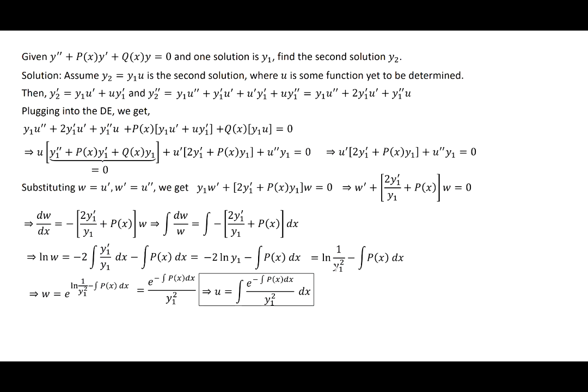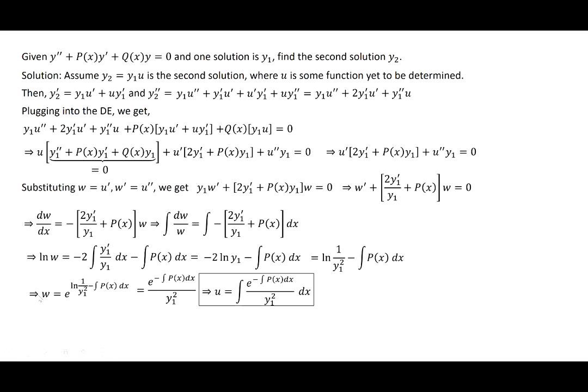What are we trying to do? We are trying to find what that u is that you need to multiply this y1 with. So here we got natural log of w being equal to this stuff. And so w itself would be e raised to this. And this is in the form of a raised to m plus n, which is a raised to m times a raised to n. So e to the natural log of 1 over y1 square, which is nothing but 1 over y1 square, times e raised to negative integral of p of x dx. So w is this guy.